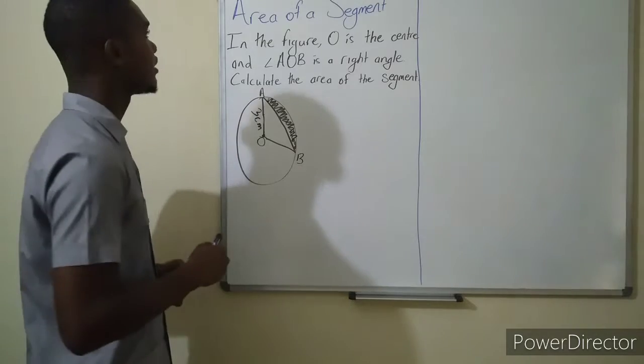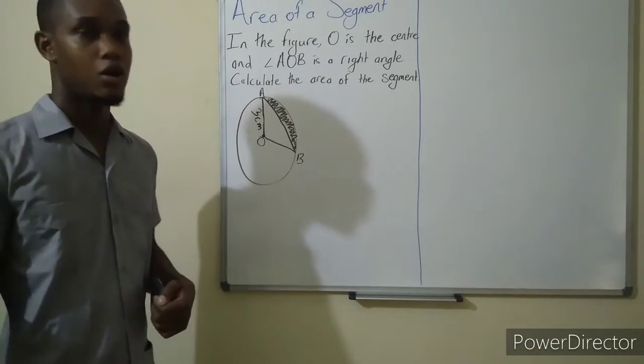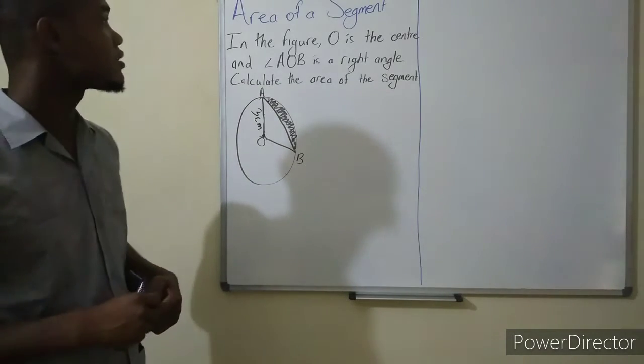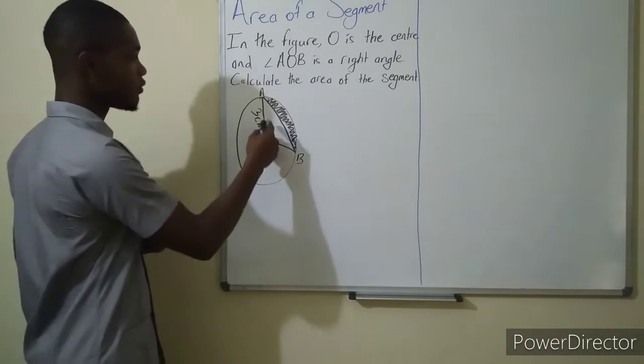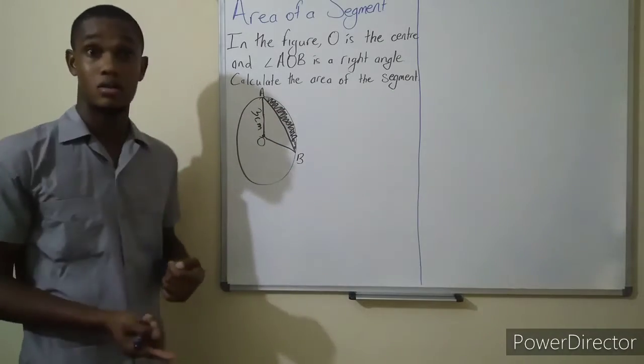So for this video, we are focusing on area of a segment, as I had alluded to in our previous video on area of a sector. Now in the area of a segment, it's simply asking you to subtract the area of the triangle from the area of the entire sector.